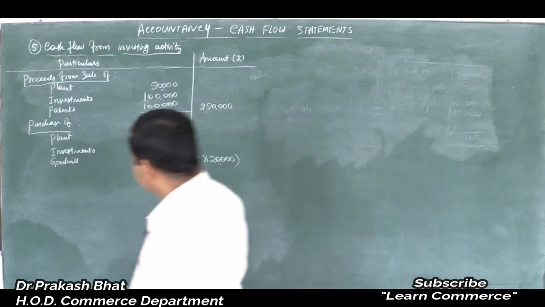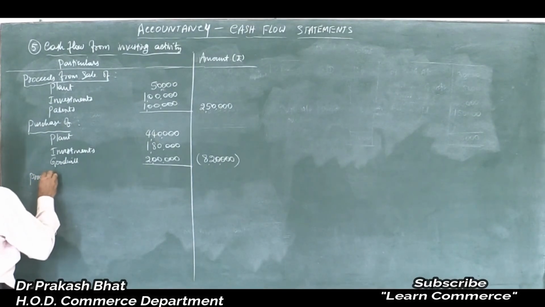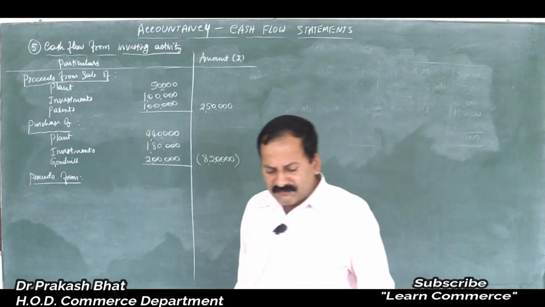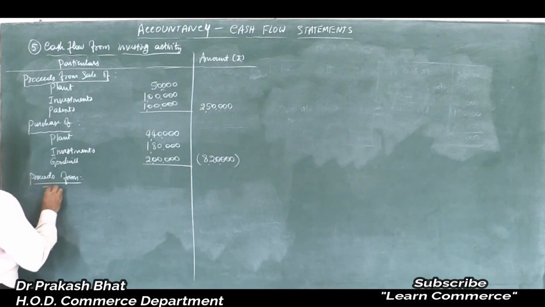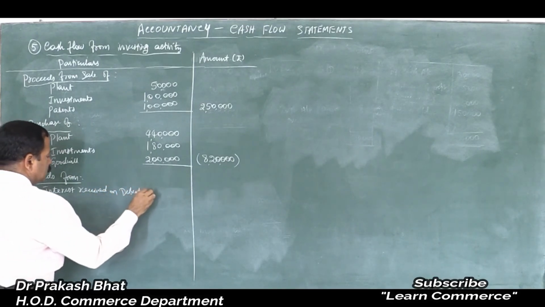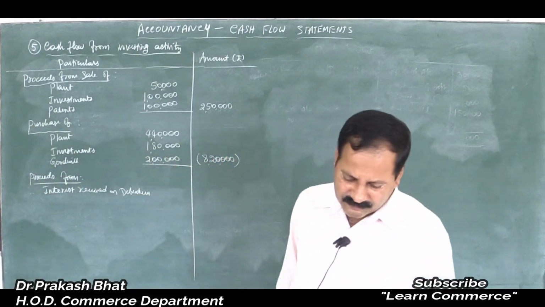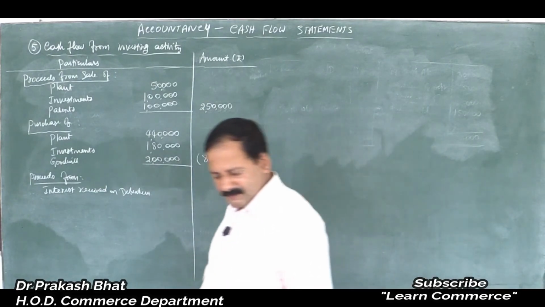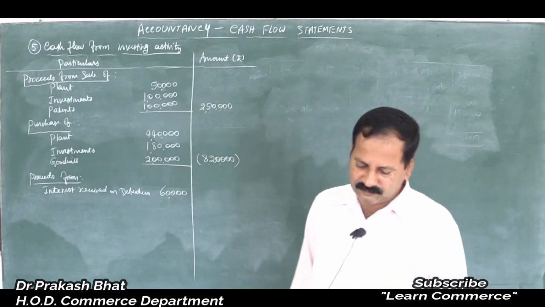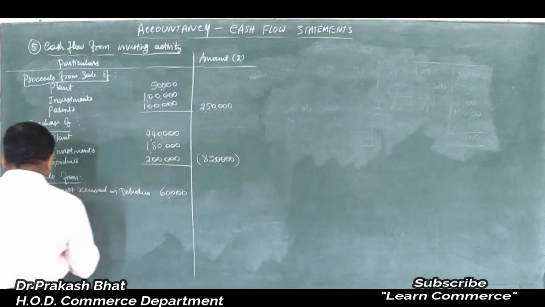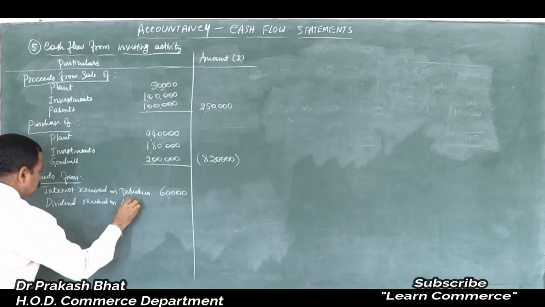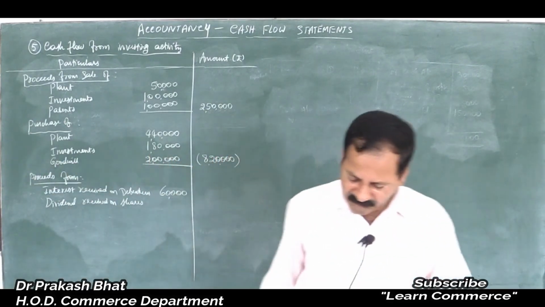Proceeds from, under that, interest received on debentures. How much is it? 60,000, correct? 60,000 in the inner column. Then dividend received on shares, how much is it? 10,000.